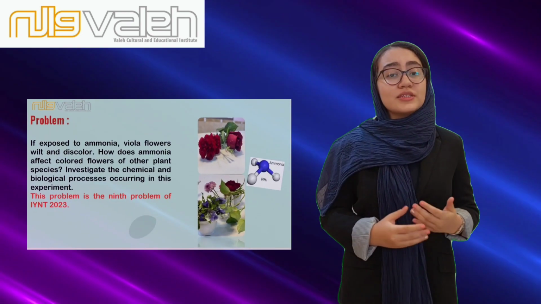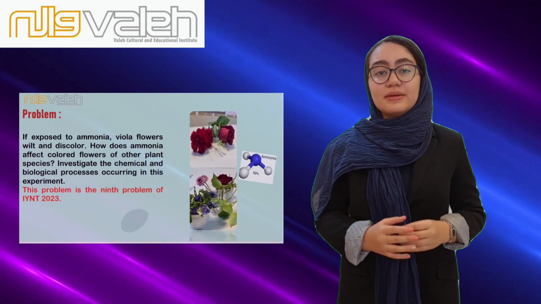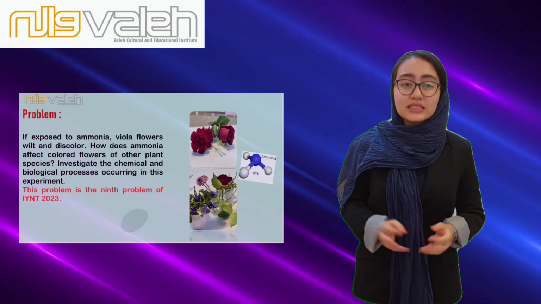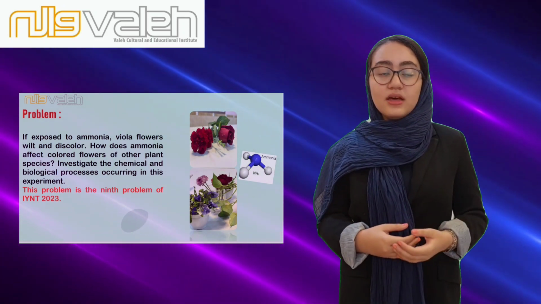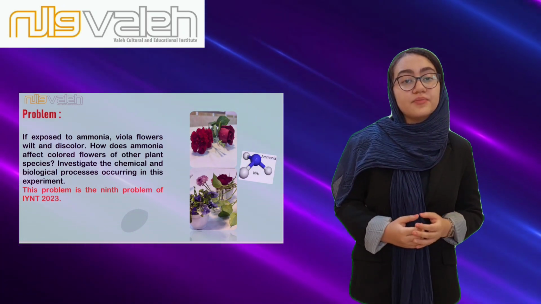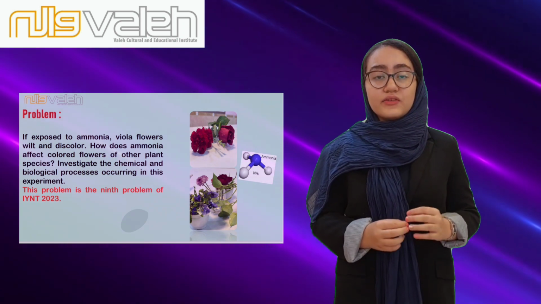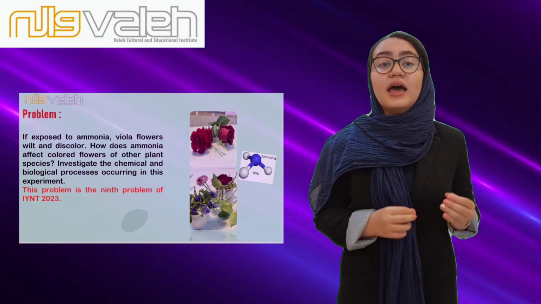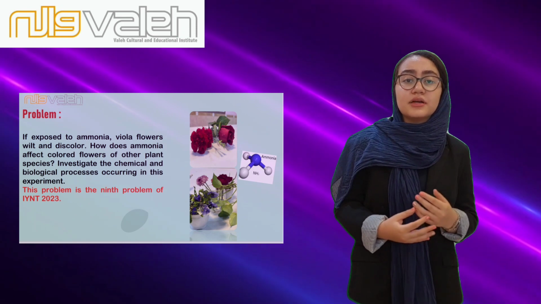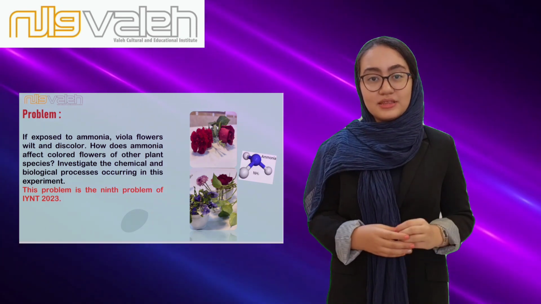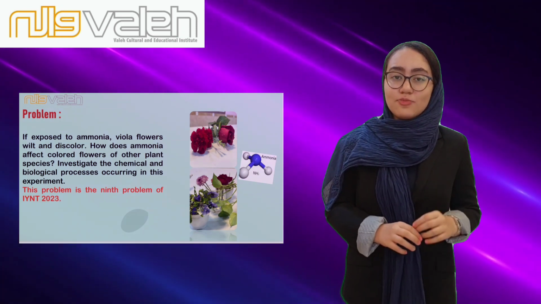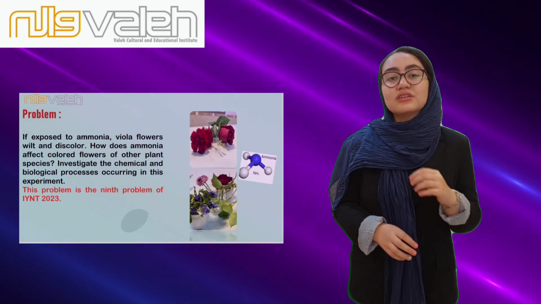Today, I want to present one of my research projects, which is named Flowers and Ammonia. It is said that if a violet flower is exposed to ammonia, it will turn this color. How does ammonia affect colored flowers of other plant species, and what biological and chemical processes occur in this experiment? This issue is the ninth problem of ISAC 2023 problems.